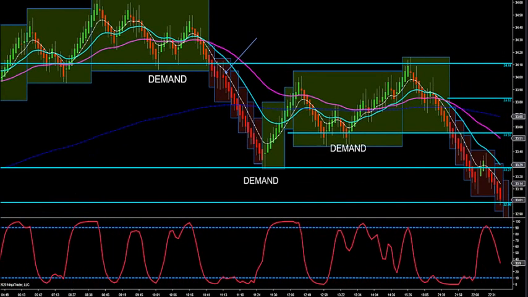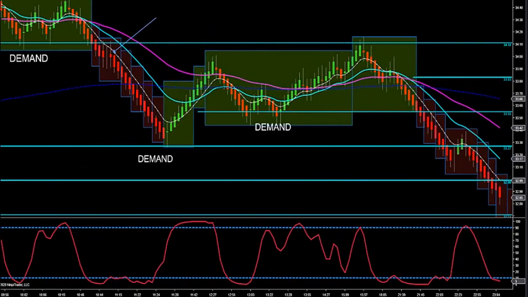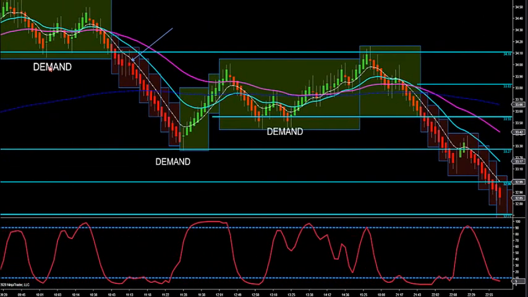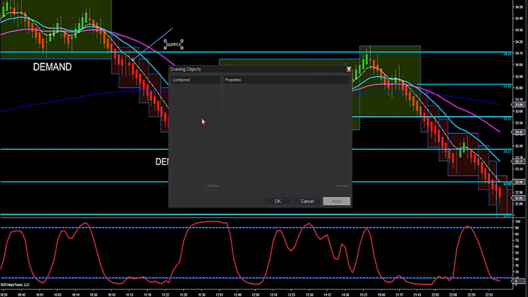Yesterday, remember, here's how we want to trade this. Here was your demand line. Old demand becomes new supply. It's a beautiful short we had yesterday right here at the high. Old demand becomes new supply.